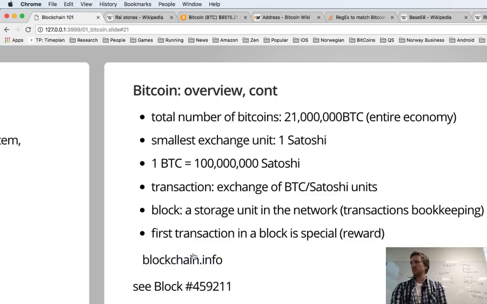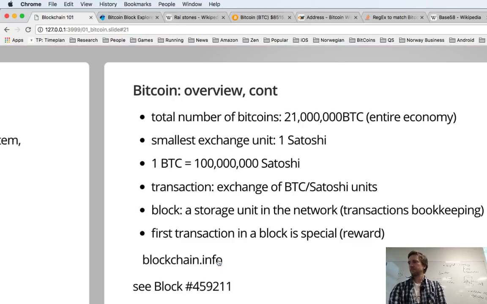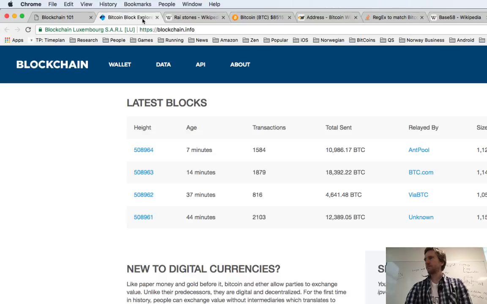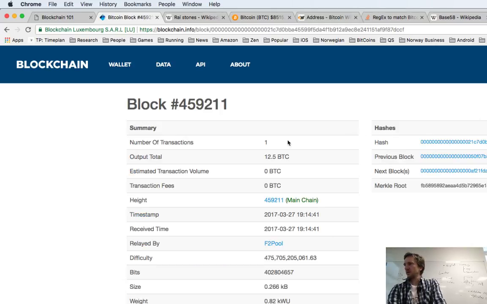So we can go to block info and check this transaction. We are currently at block 508,000, and we're going back in time to this block. Let's check this block. We see it only has one transaction, right? It's one transaction, and the total output is 12.5.